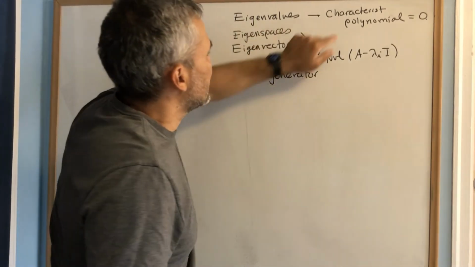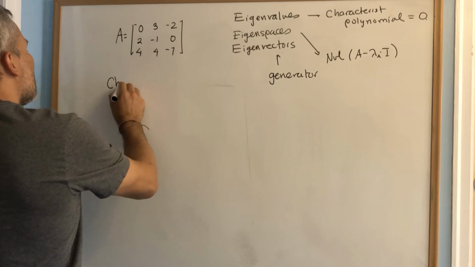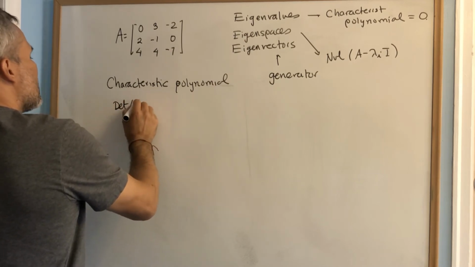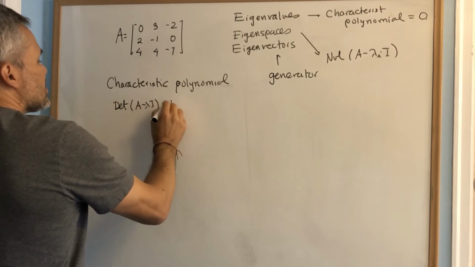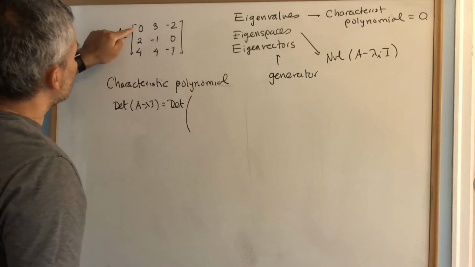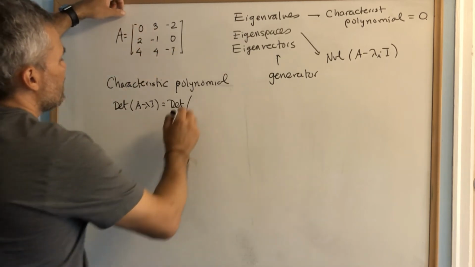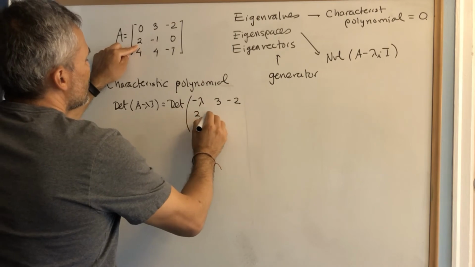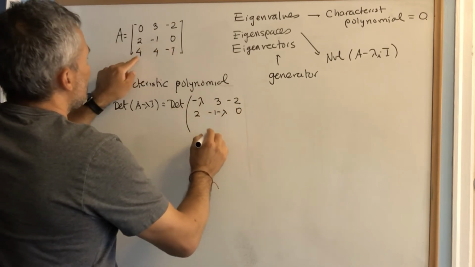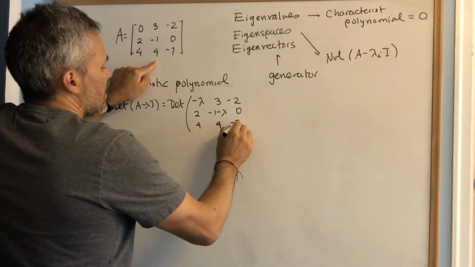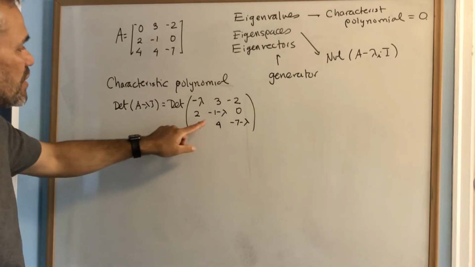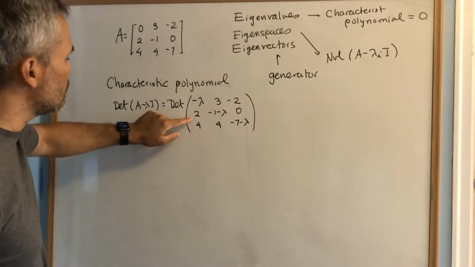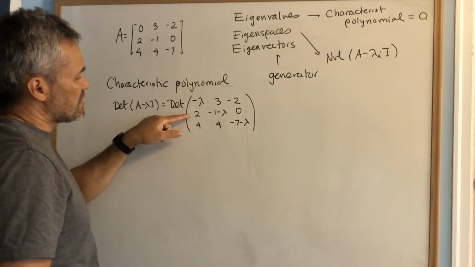Let's start by computing the characteristic polynomial. To compute it, we need to compute the determinant of the matrix A minus lambda I, which is the matrix that we get when we subtract lambda in the main diagonal. Then we have 0 minus lambda, which is negative lambda, 3, negative 2, 2, negative 1 minus lambda, 0, 4, 4, negative 7 minus lambda. And then we have to compute this determinant. Remember that to compute a determinant, we need to select either a row or a column, and we usually select the row that has the most zeros. Let's select row number 2.